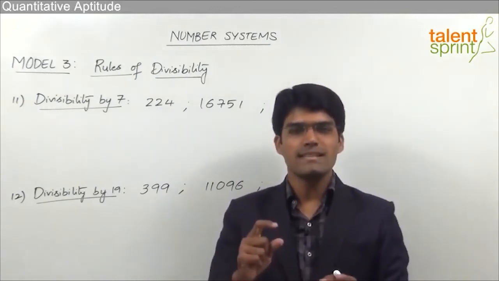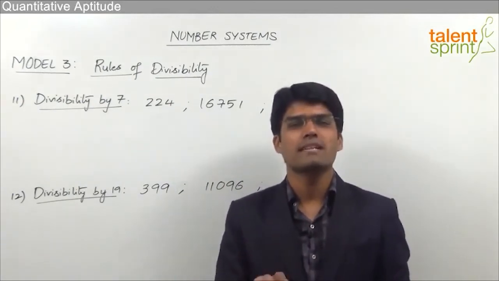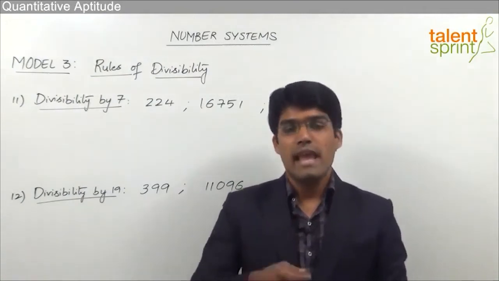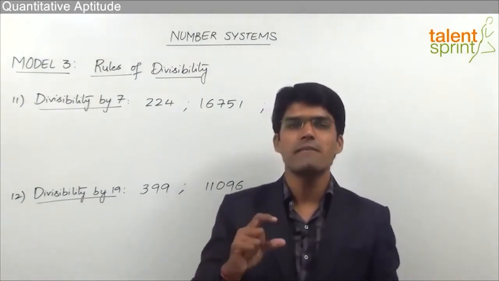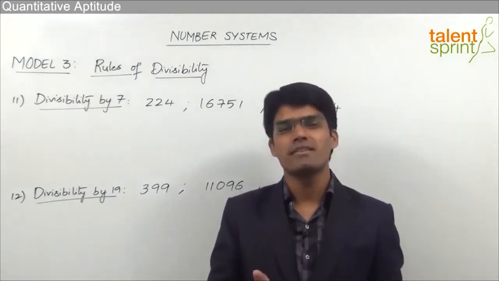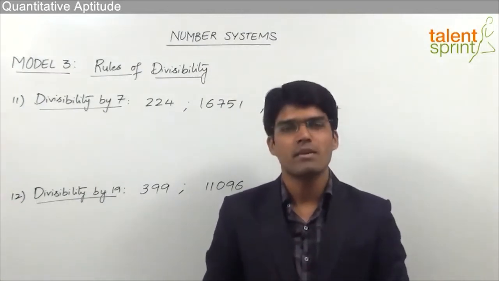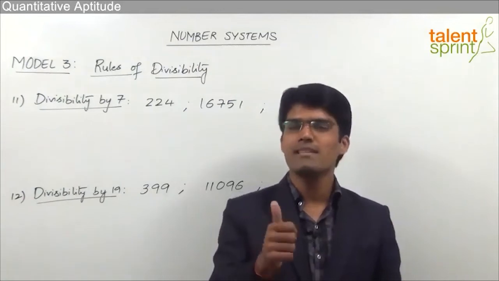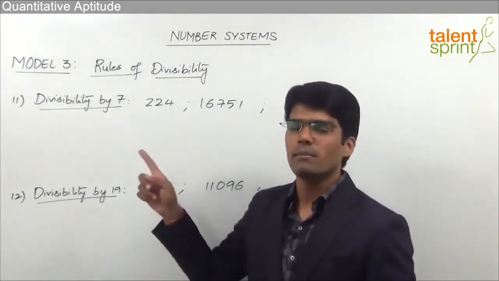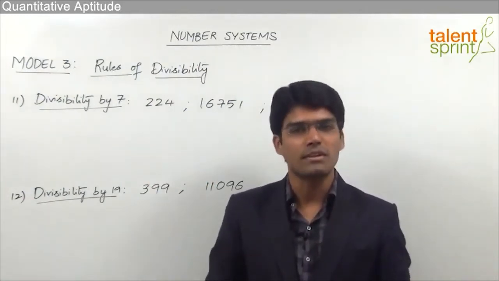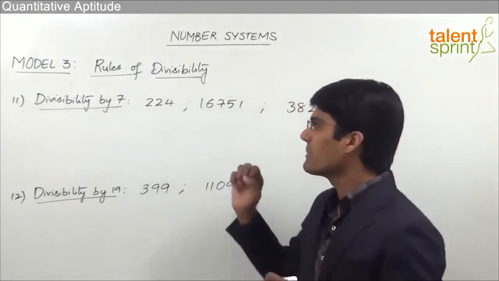Now the units place is multiplied with 2 and subtracted from the remaining part of the number. And this procedure is continued till we get a 2-digit or a 3-digit number where we can easily observe whether the given number is divisible by 7 or not. Now if the number obtained is divisible by 7, then the whole number is divisible by 7. Otherwise it is not. Let us understand this with some examples.